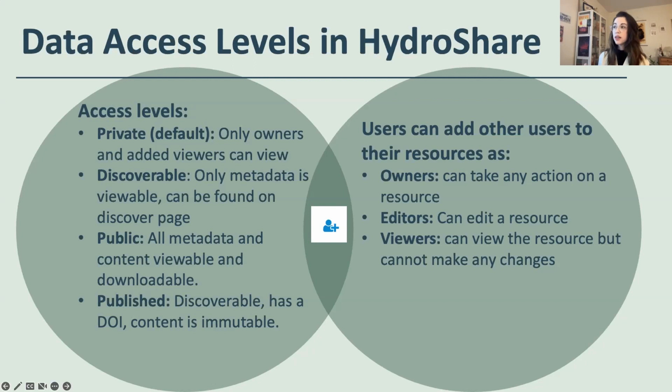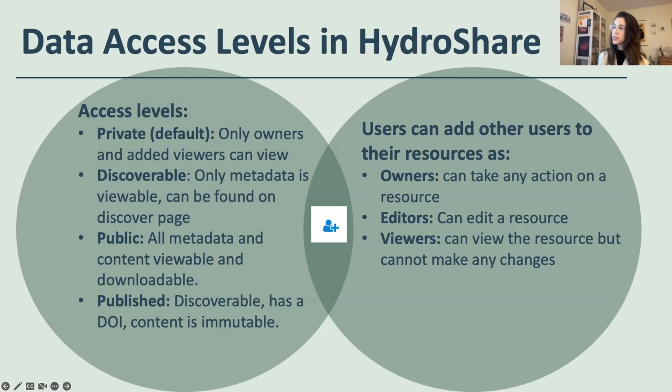When a resource is discoverable, only the metadata is viewable. It can be found on the Discover page, but if someone wants access to the data, they have to request access. A public resource is how it sounds. All the metadata and content are viewable and downloadable, and it will appear in searches. So anyone who comes to your resource can download all of the content.